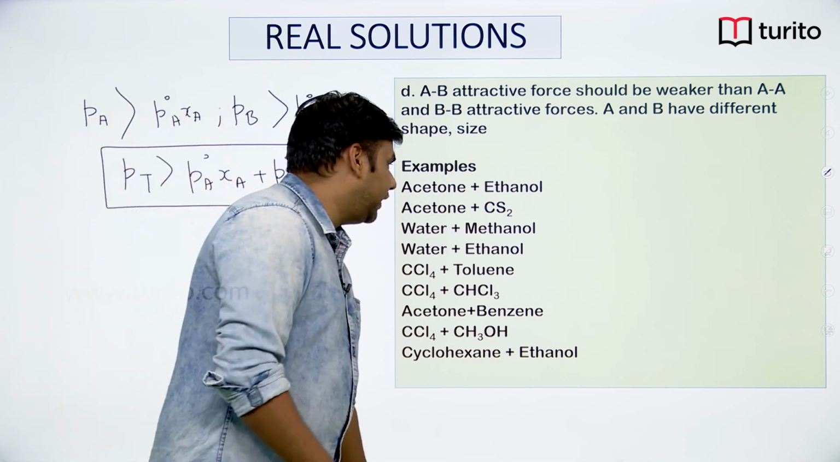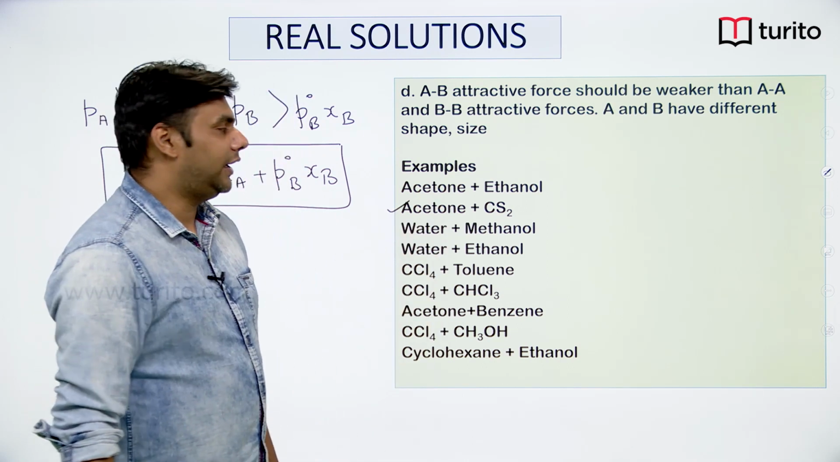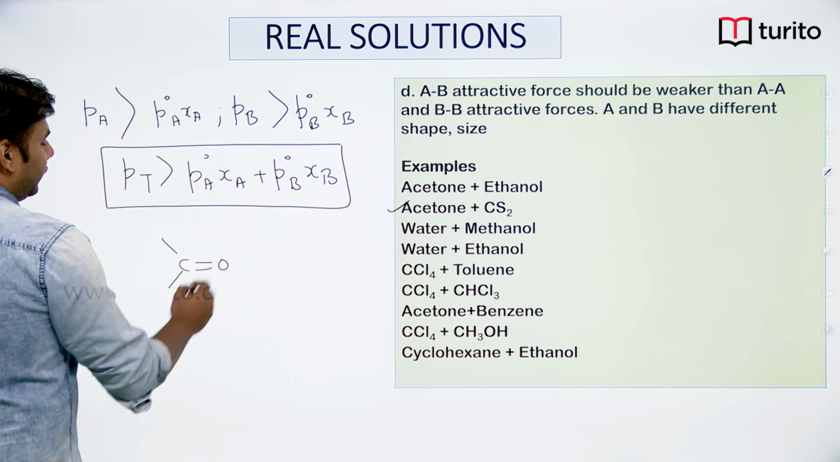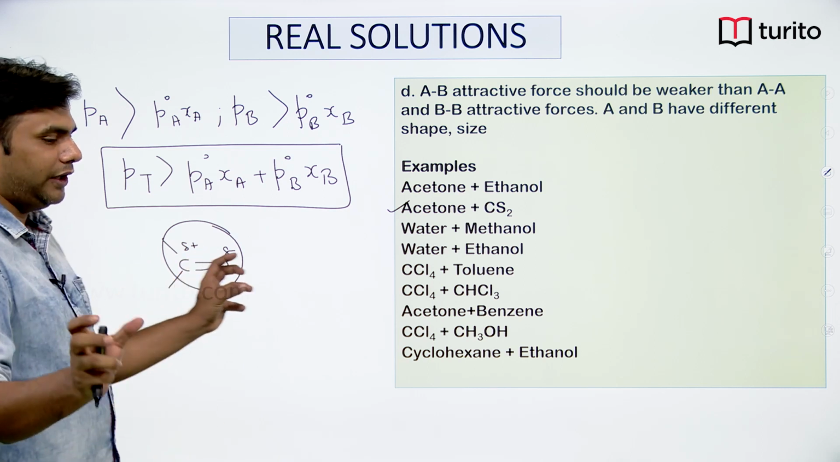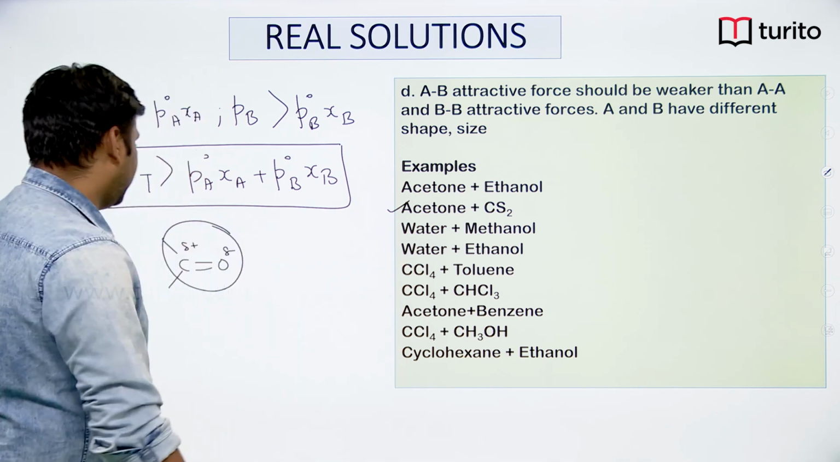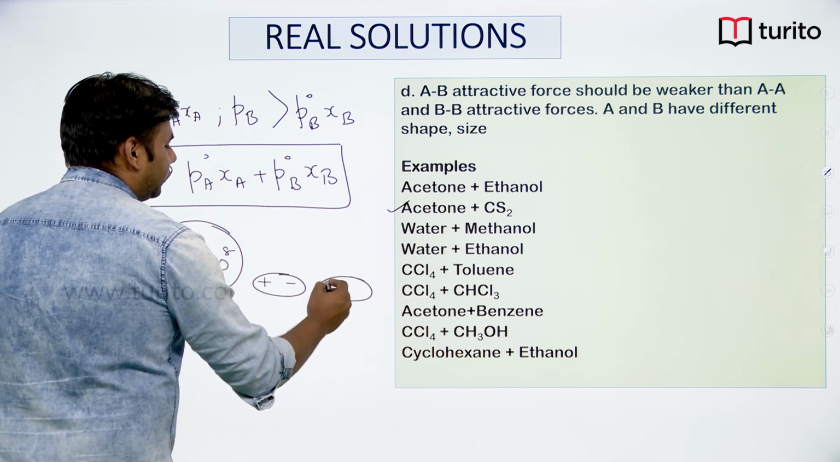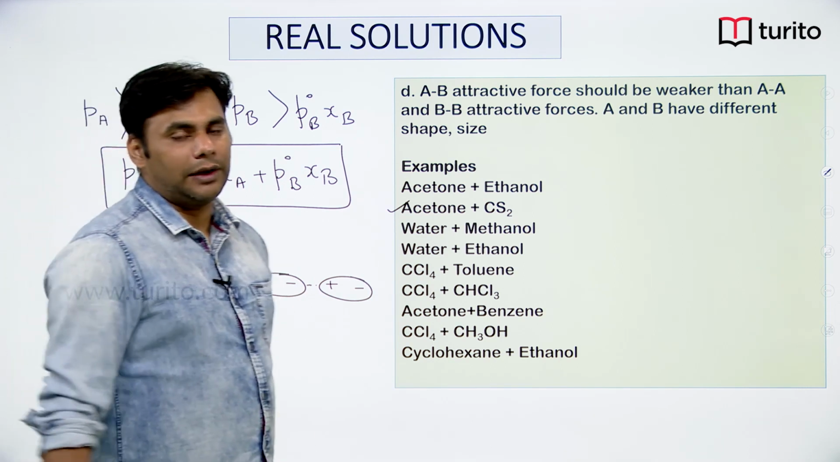So an example could be, I have already told you, acetone and carbon disulfide. Acetone is basically this. It is having a dipole, so one acetone would be interacting with another acetone. They have a positive and negative dipole, so there would be interaction between two acetone molecules through dipole interaction.